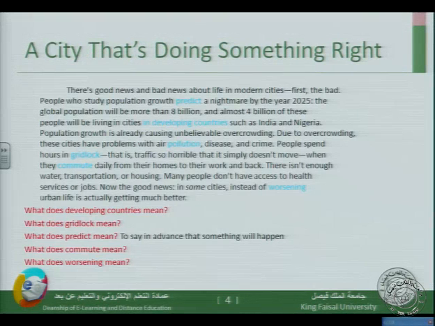Okay, for today we have the first example right here. We're going to understand the meanings, to identify the main topic, and so on. Let us do it together. If you look at these examples right here, they're all talking about how to get the meaning from the context. What does developing countries mean? What does gridlock mean? What does predict mean? And what does commute mean? What does worsening mean? And by the way, all of these words must be memorized, okay, and must be used.